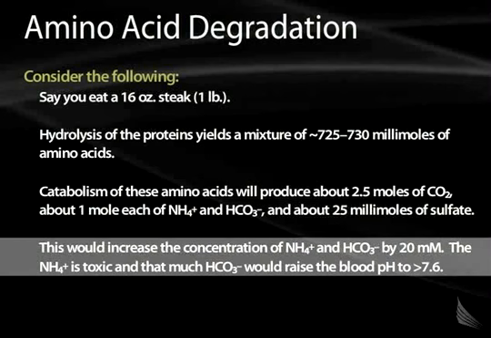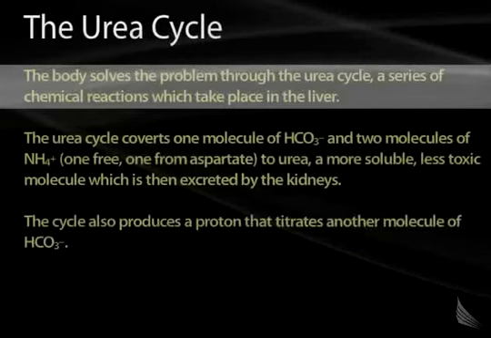This would increase the concentration of ammonium and bicarbonate to toxic levels in your blood by about 20 millimolar. The ammonium ion is toxic, and that much bicarbonate would raise your blood pH to greater than 7.6. So the body has to deal with this excess ammonium and carbon dioxide somehow. And the way that it does that is through a process that we call the urea cycle.